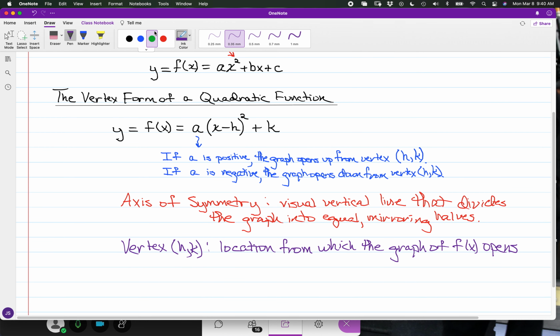And in the case of a quadratic function, the graph of a quadratic function is going to be a parabola. And it's going to be something like a mix between a letter U and a letter V if you're looking at opening upward.